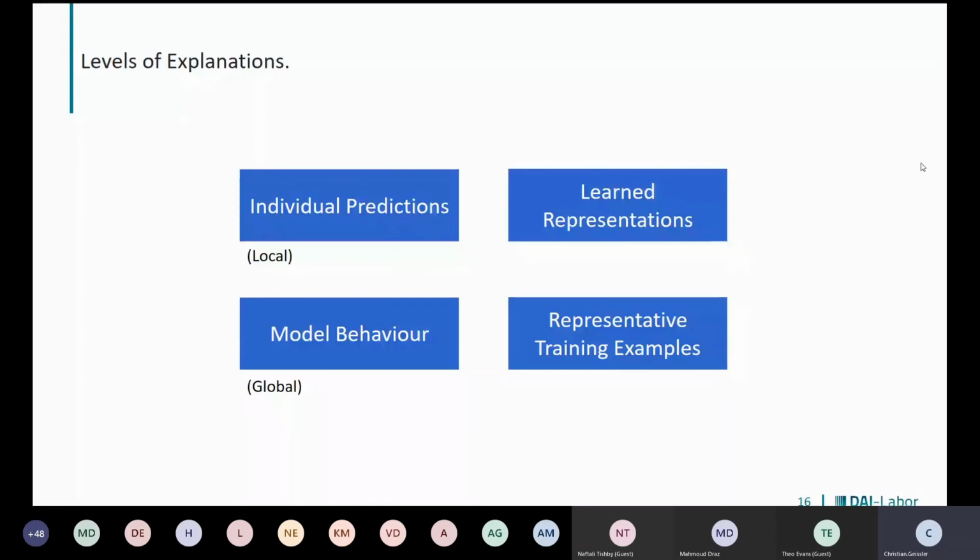Not really a very different category, but also related, are learned representations. These are explanations that try to show what the model learned, for example, by visualizing the latent space inside of a neural network or specific neurons inside of a neural network. And then the fourth level is representative training examples. For example, the concepts the model has learned can be traced to specific examples in the training set that are really representative or very influential in the training process.